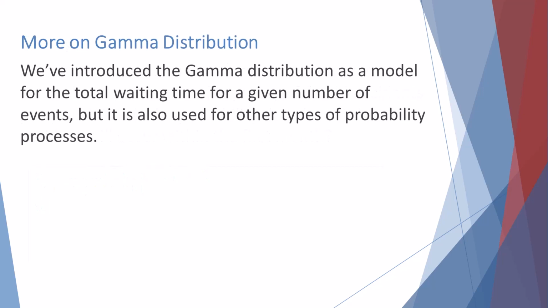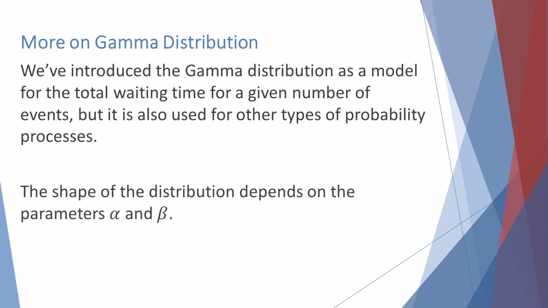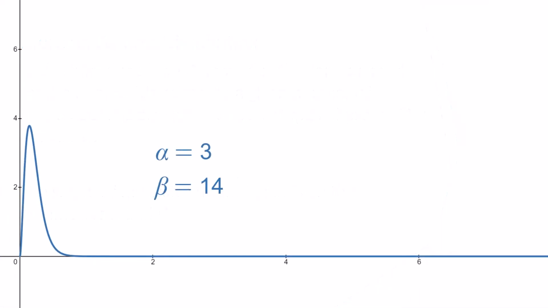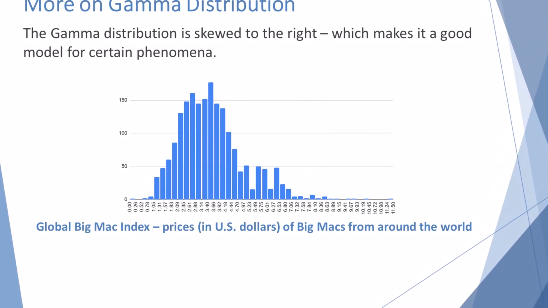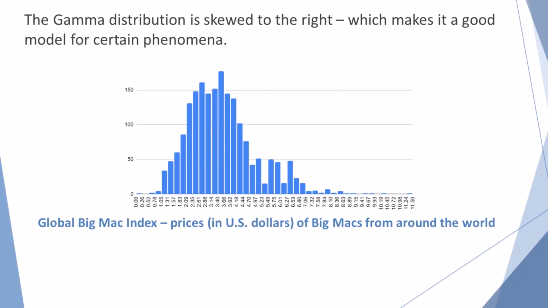We've introduced the gamma distribution as a model for the total waiting time for a given number of events to occur, but it's also used for other types of probability processes. The shape of the distribution depends on the parameters alpha and beta. Let's observe the effect of changing alpha and beta on the shape. In general, the gamma distribution is skewed to the right, which makes it a good model for certain phenomena.